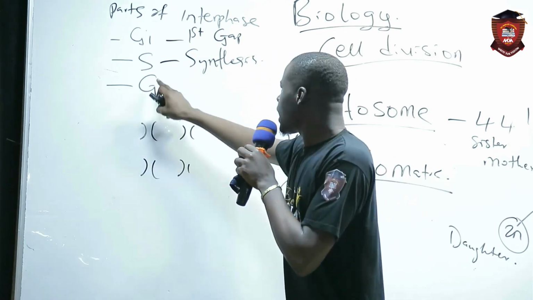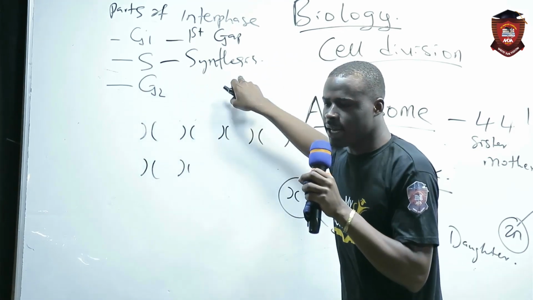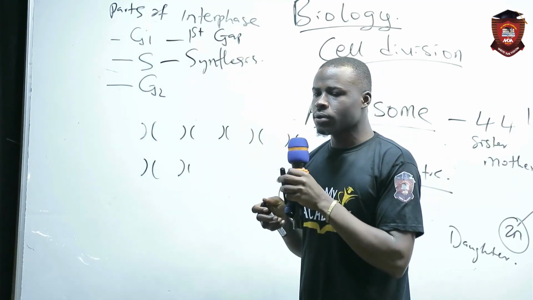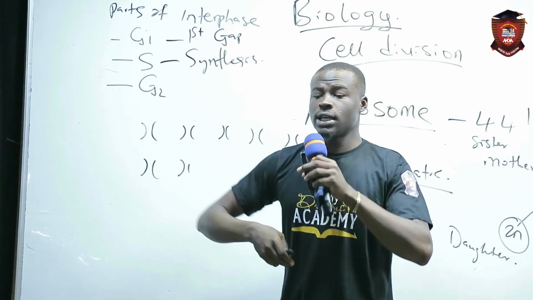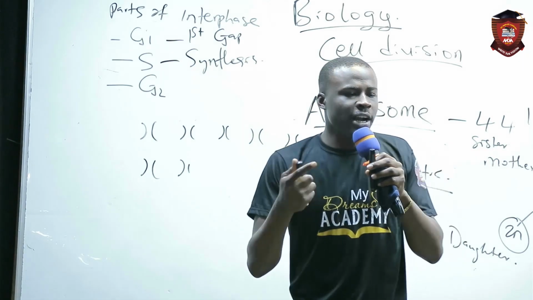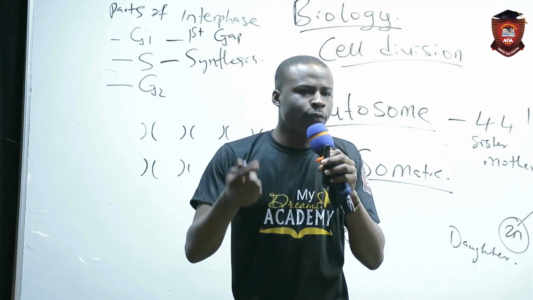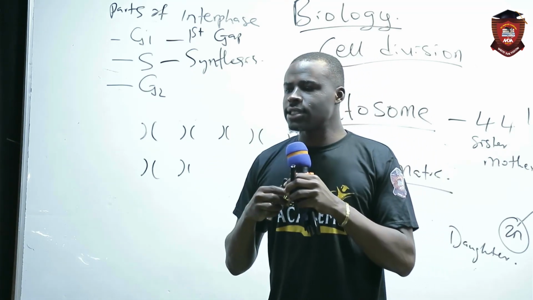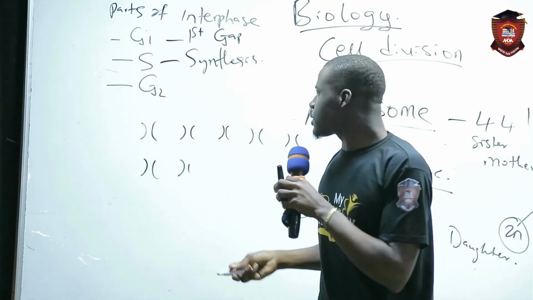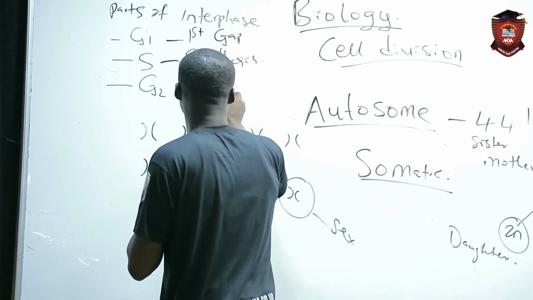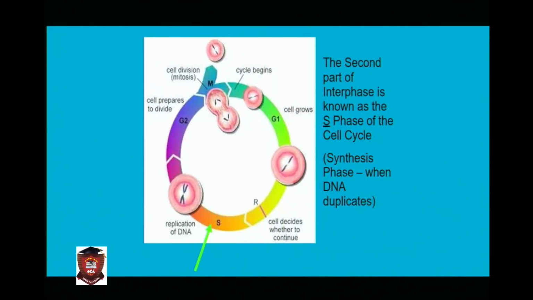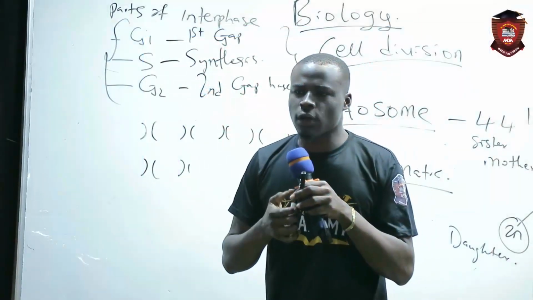We now have the S. S is DNA replication. We come back to G2. G2, the cell still increases in size, preparing for mitosis. The G2 is called the second gap phase. So these things are the parts of interphase.